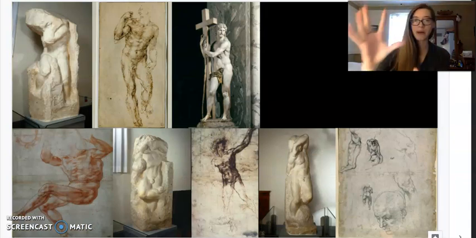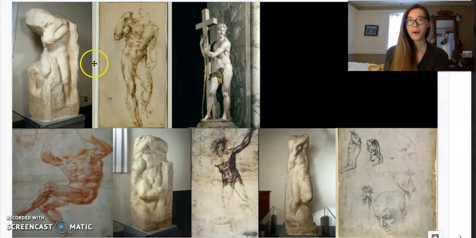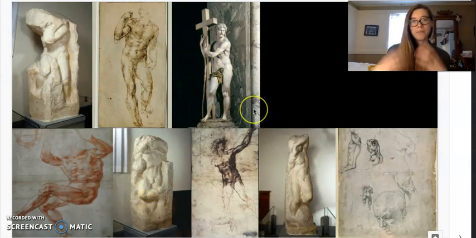And here's just a supercut of more Michelangelo works, all of which recall that twisting or muscled form of the Belvedere torso.